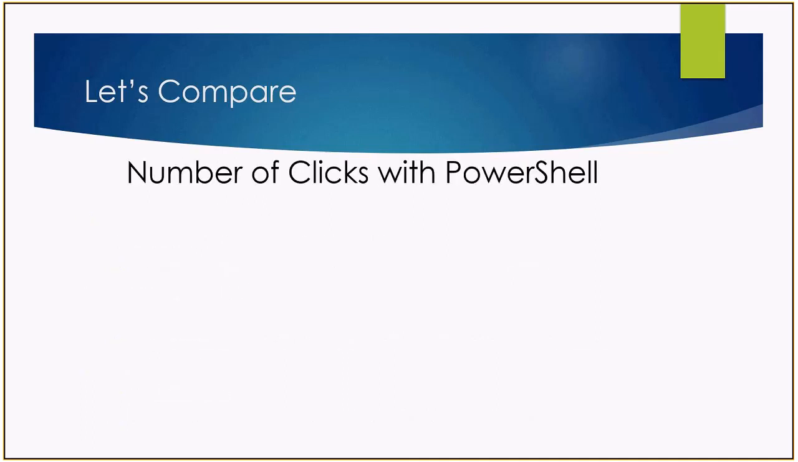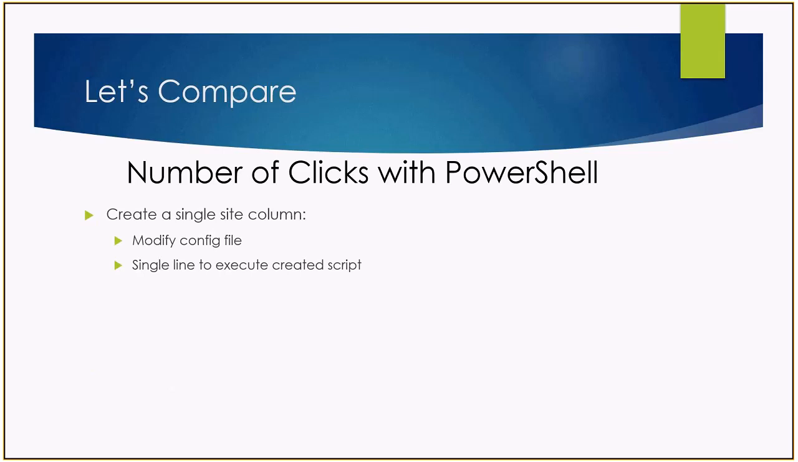So let's think about it here with PowerShell. In PowerShell, I'm going to assume I've already built a script for it. So I want to create a single site column with PowerShell. I'll talk about this in a minute, but when I want to create a site column, I just modify my config file, and then with a single line of execution, I've run my script, and my single site column is created for me.